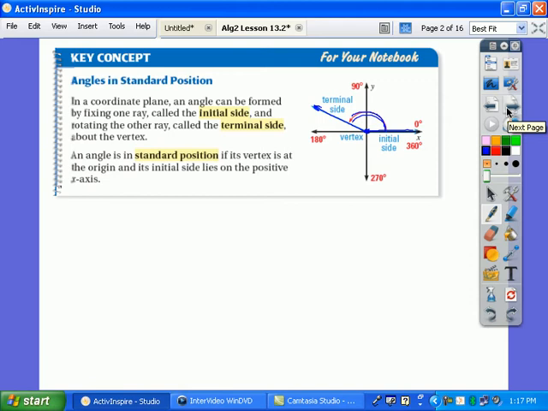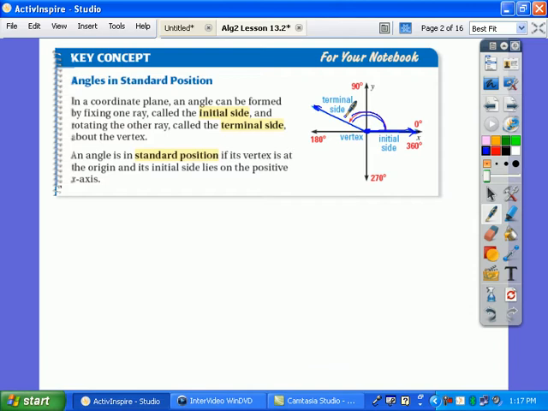standard position for angles. We use our coordinate plane, and we put the vertex of the angle on the origin. We say that the initial side comes out off of the x-axis in a positive direction, and then our angle rotates through counterclockwise. And this is our standard notion of an angle.